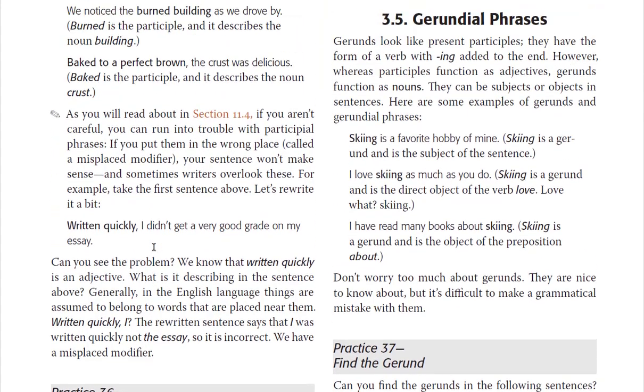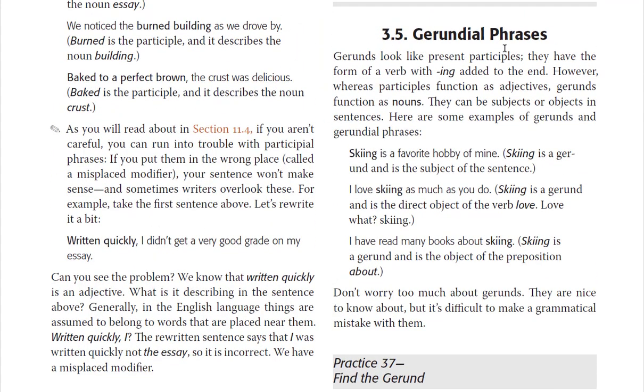So identifying participles. Let's see. And then you have another one: gerundial phrases. Gerunds look like present participles. They have the form of a verb with ing added to the end. However, where participles function as adjectives, gerunds function as nouns. They can be subjects or objects in a sentence. Here are some examples of gerunds and gerundial phrases.